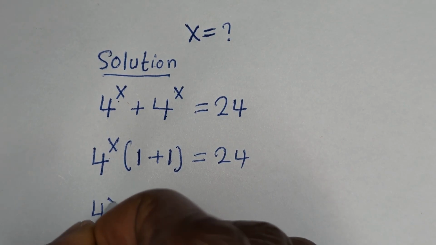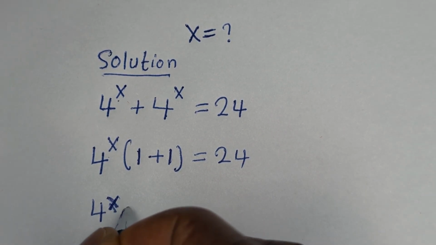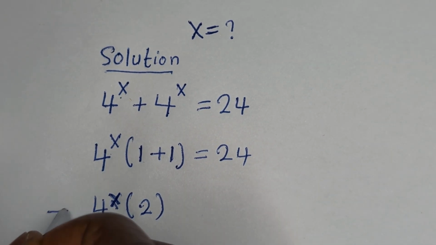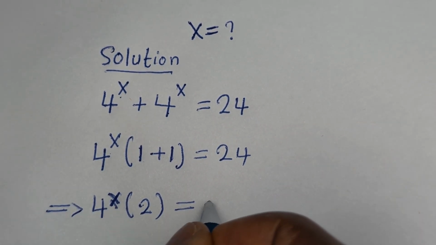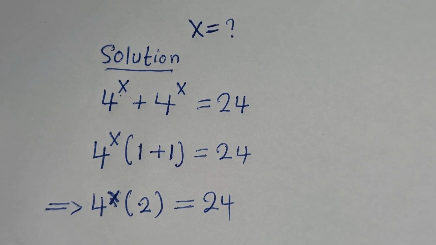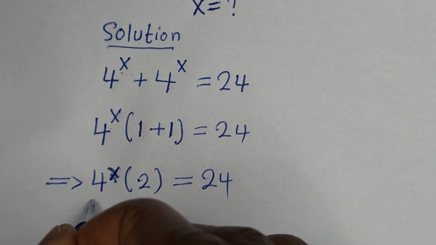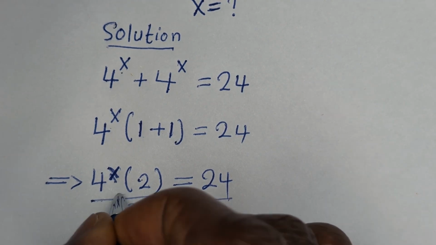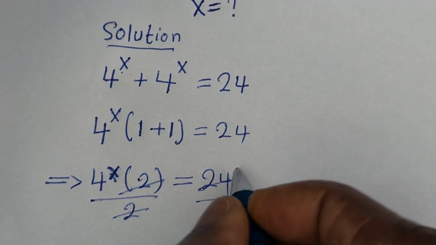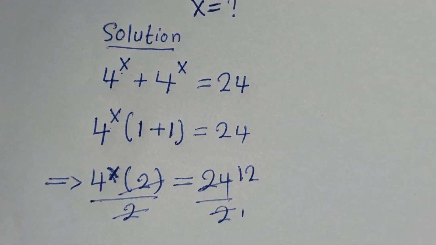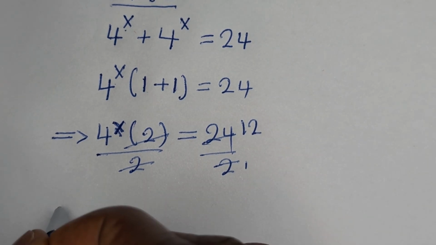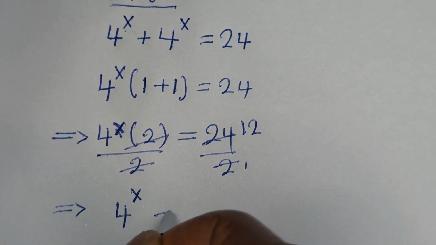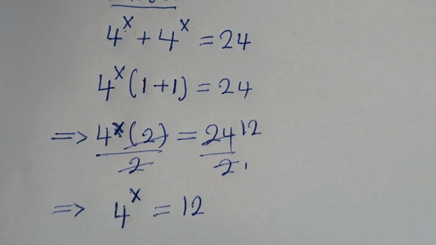4 raised to power x bracket 1 plus 1, that is 2, is equal to 24. Now let's divide both sides of this equation by 2. These 2 cancel these 2. 2 here 1, 2 here 12. 4 raised to power x is equal to 12.